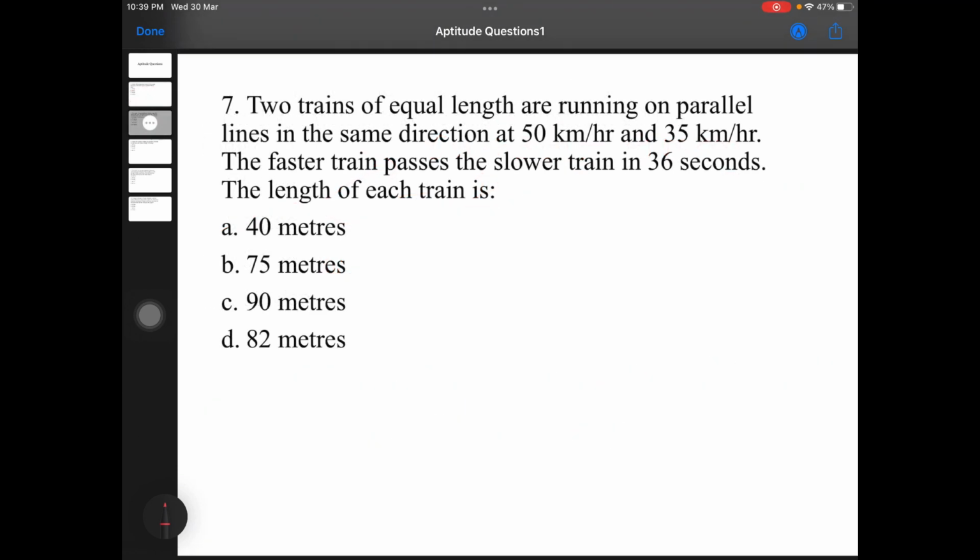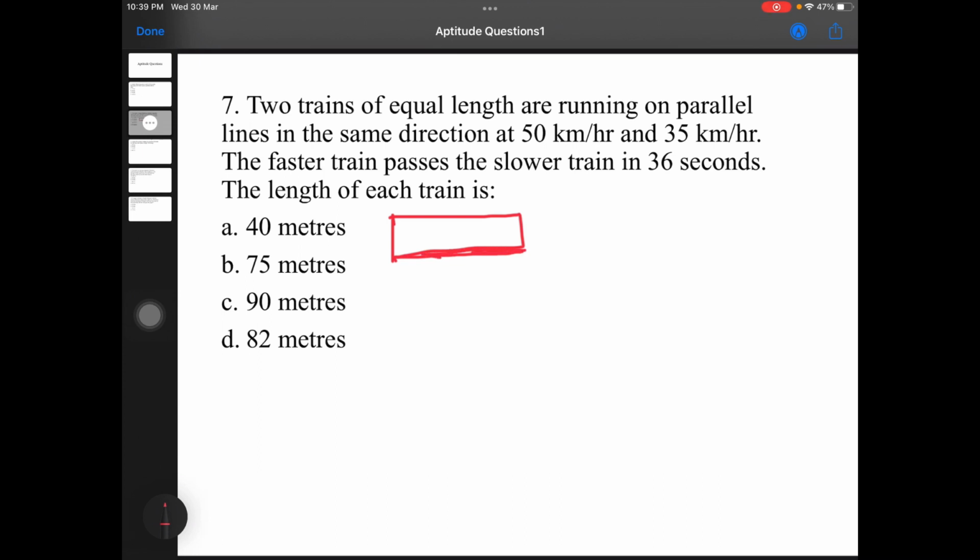Question number 7. Two trains of equal length are running on parallel lines in the same direction at 50 km per hour and 35 km per hour. The faster train passes the slower train in 36 seconds. So the length of each train is option A 40 meters, option B 75 meters, option C 90 meters, option D 82 meters.